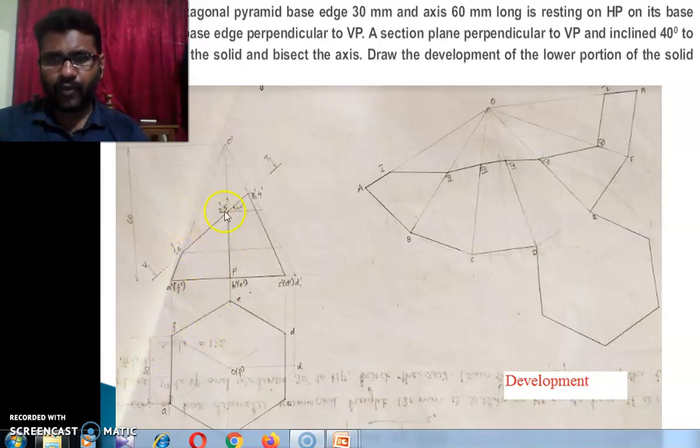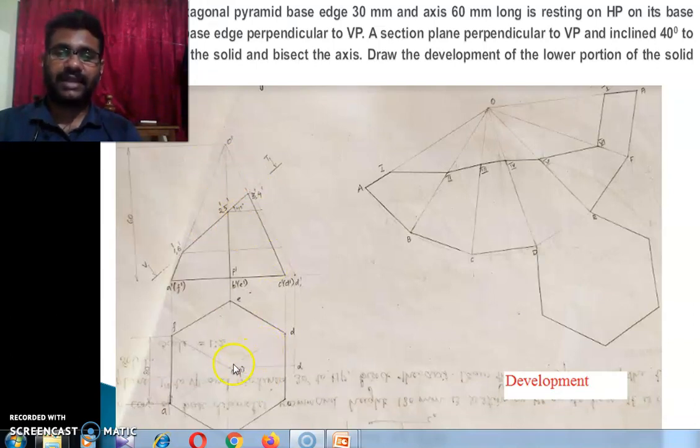You first see that the top view of all these slant edges will be either perpendicular to XY line or inclined to XY line. That means no line in front view gives true length, because a line in front view gives true length only if the top view of that line is parallel to XY line. Here no line in top view is parallel to XY line. That's why no line in front view gives true length. So we have to find out the true length.